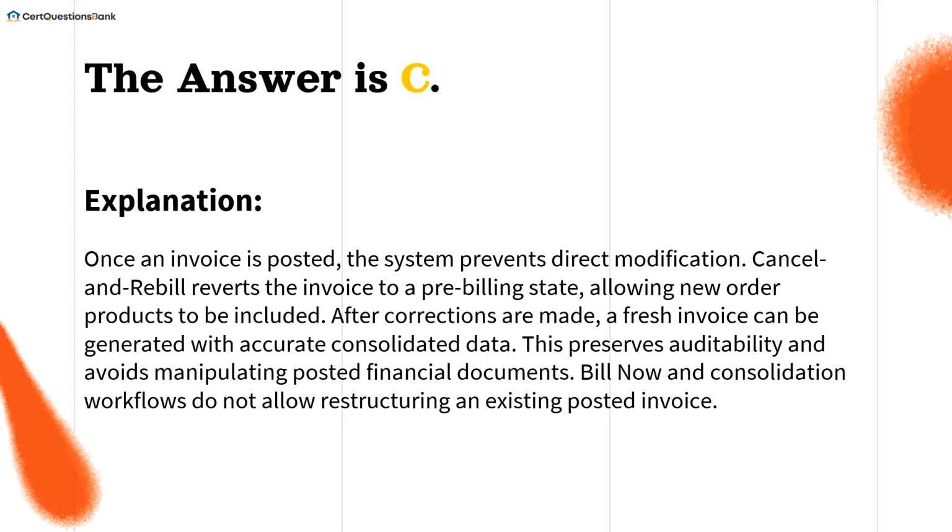The answer is C. Once an invoice is posted, the system prevents direct modification. Cancel and rebill reverts the invoice to a pre-billing state, allowing new order products to be included. After corrections are made, a fresh invoice can be generated with accurate consolidated data. This preserves auditability and avoids manipulating posted financial documents. Bill now and consolidation workflows do not allow restructuring an existing posted invoice.